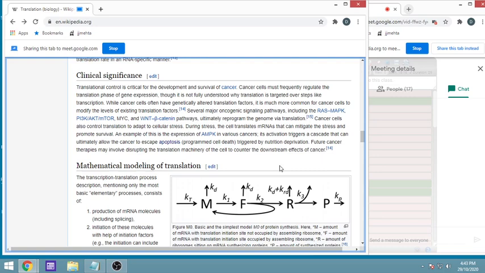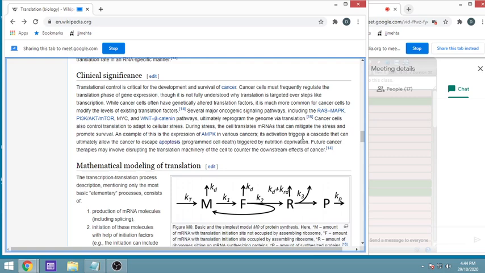Cancer cells often have genetically altered translation factors, and it is more common for cancer cells to modify the level of existing translation factors. So many oncogenic pathways, just now we have seen earlier the RAS pathway, then MAPK, then PI3K or AKT, mTOR pathways. These various pathways are there. We have not seen other pathways like Wnt, beta-catenin, etc. We have seen only what our syllabus prescribed. So this we have seen, and in that we have seen how these are working. Ultimately, they reprogram the genome via translation.